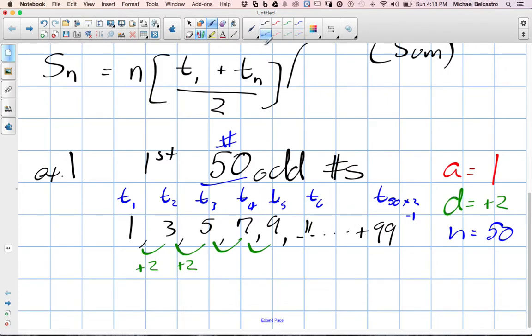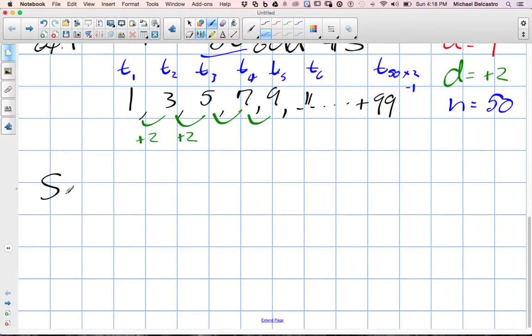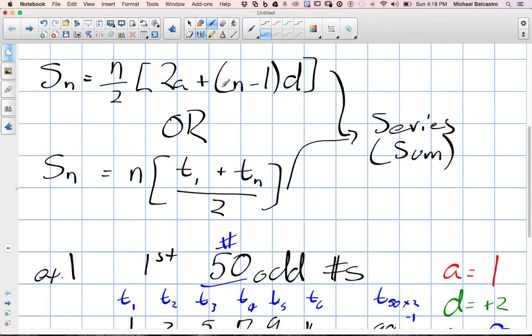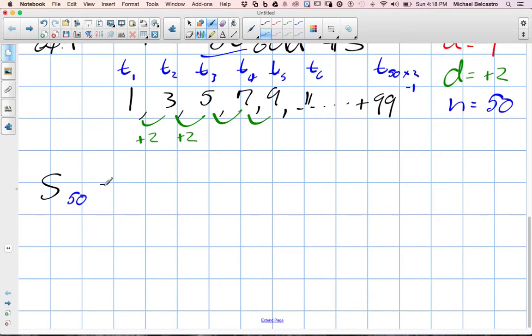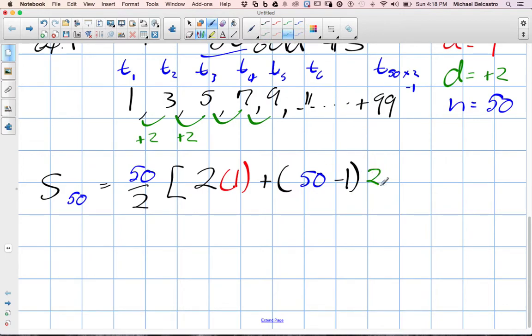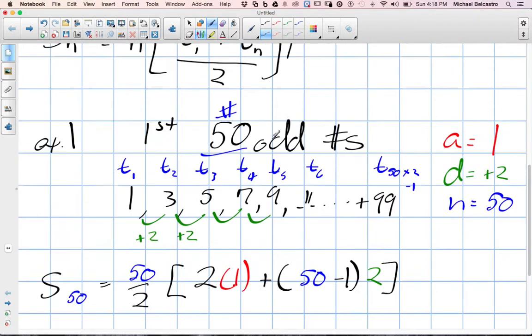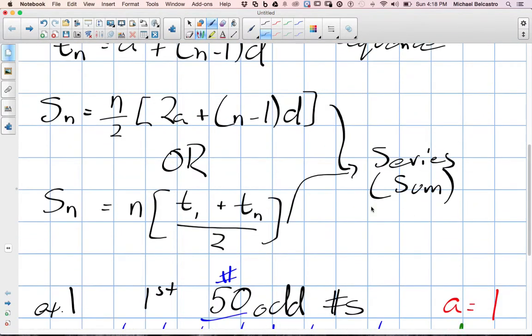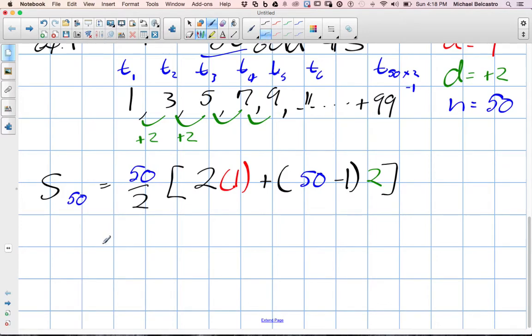So, according to our first sum of series, so sum of 50, and we'll scroll up and down a little as we do this, is N over 2. So we know that N again is 50. So we have 50 over 2 multiplied by 2 times A. A is 1 in this case, plus N minus 1, which is 50 minus 1, times D, which is 2. And let's just double check that we did that correctly. Yeah, okay, great. So now it's just simply working this stuff out.